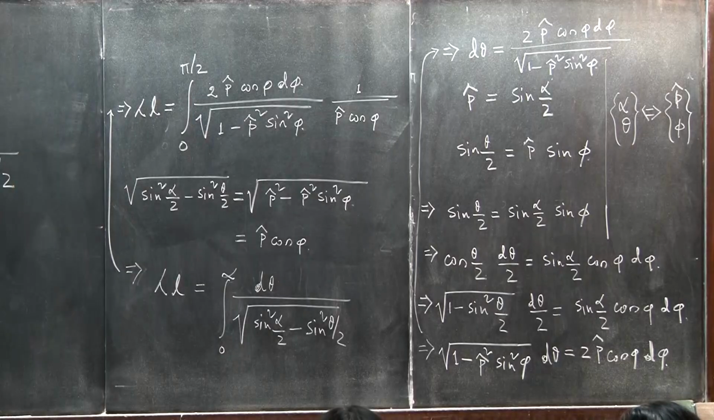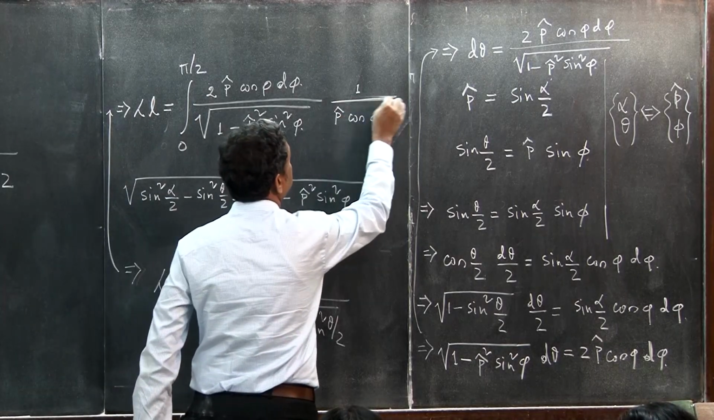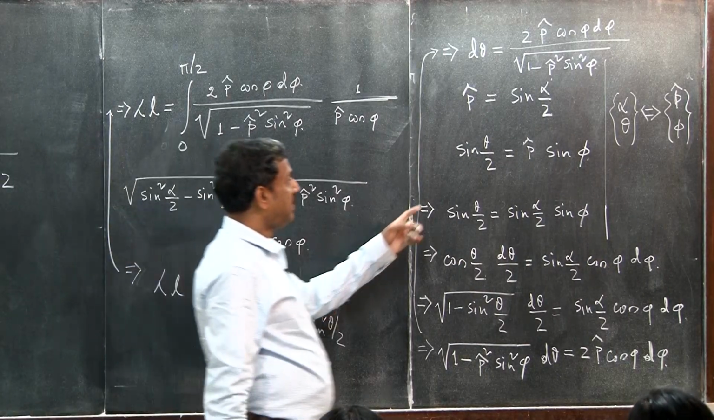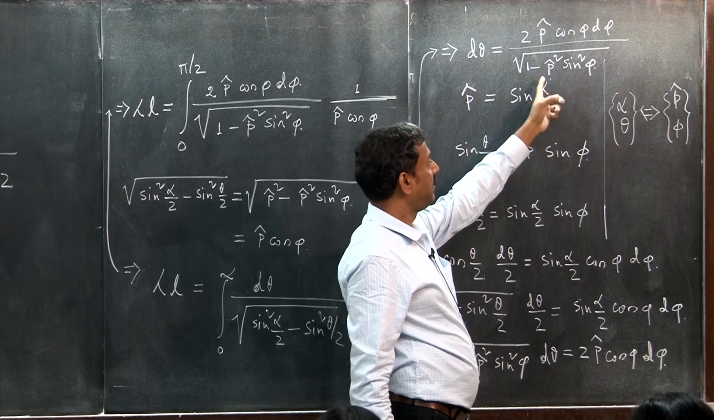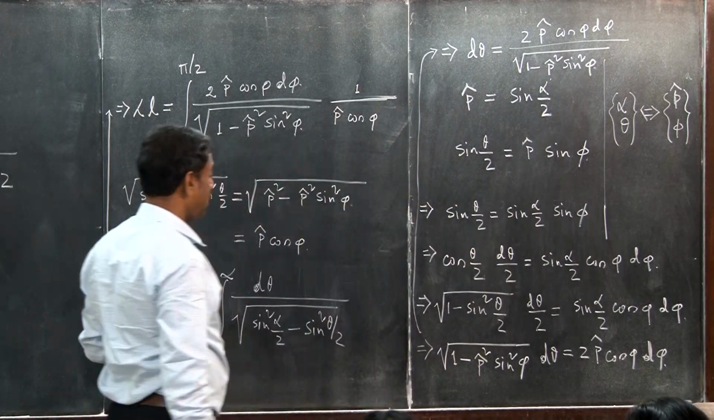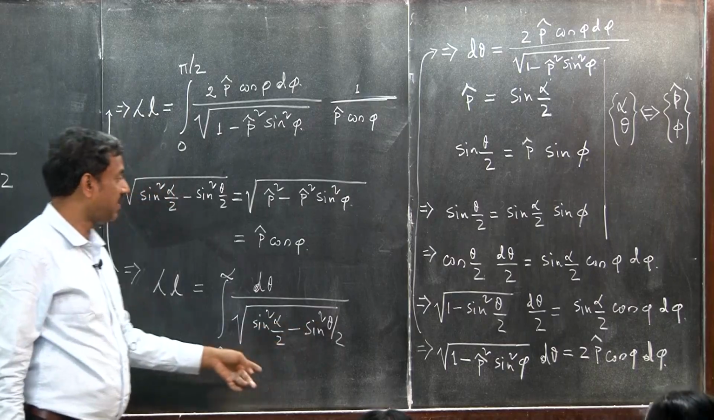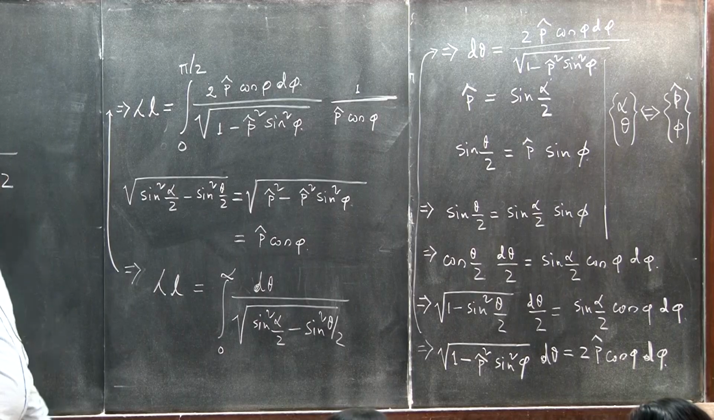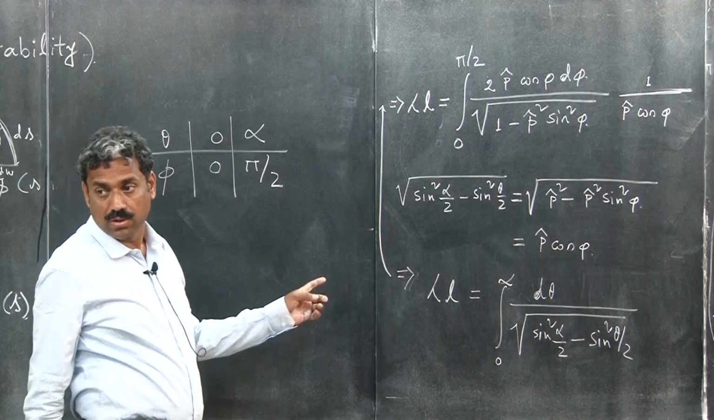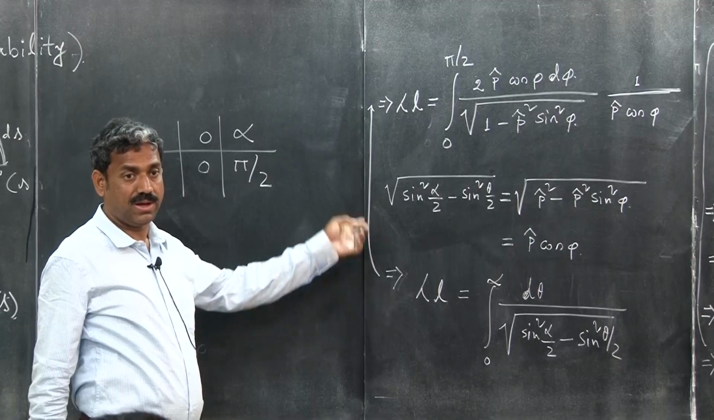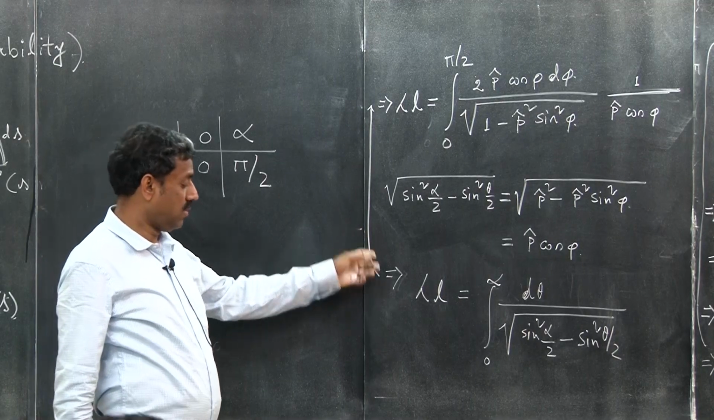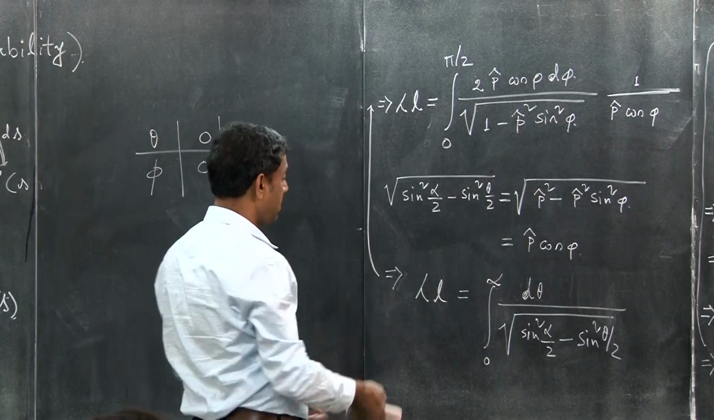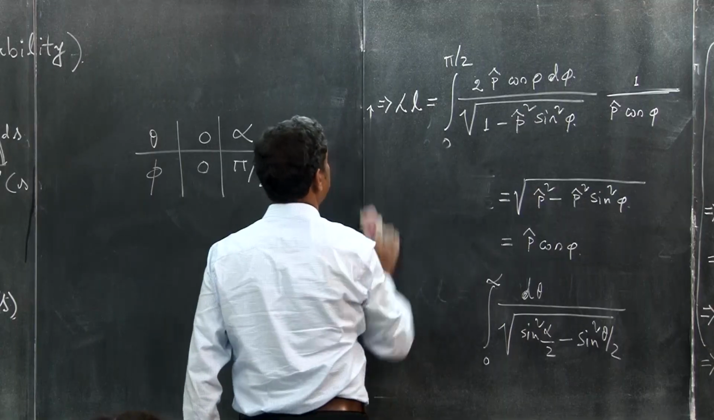Is that fine? All of you please note that. I am transforming the integral. So d theta, the differential, I have expressed in terms of p and phi, and then the denominator root sin square alpha by 2 minus sin square theta by 2, I am simplifying as p cos phi. Clear? All of you please note it down. All of you understood? Noted it down? Okay. So now I have obtained this one. I am removing all other things. You have noted it down. Okay. Good.